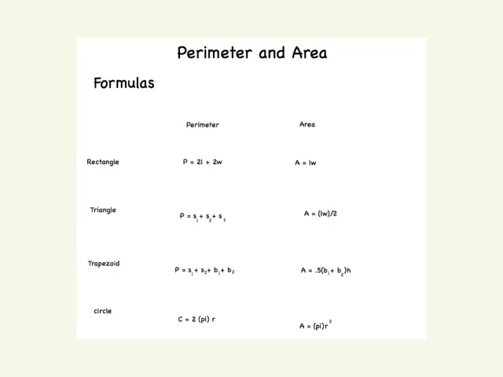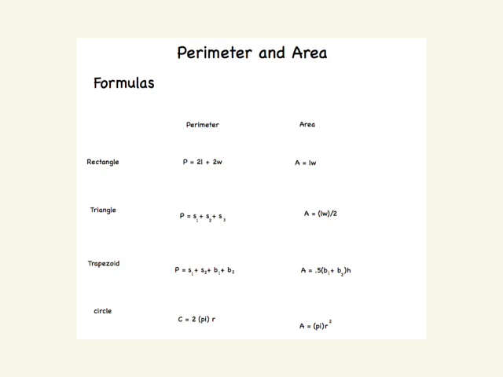Perimeter and area. One of the ways that we use rational numbers is to be able to identify and find the perimeter and area of different objects. Here you see the formulas before you: the rectangle, the triangle, the trapezoid, and the circle. The four most common formulas that we'll use for perimeter and for area.